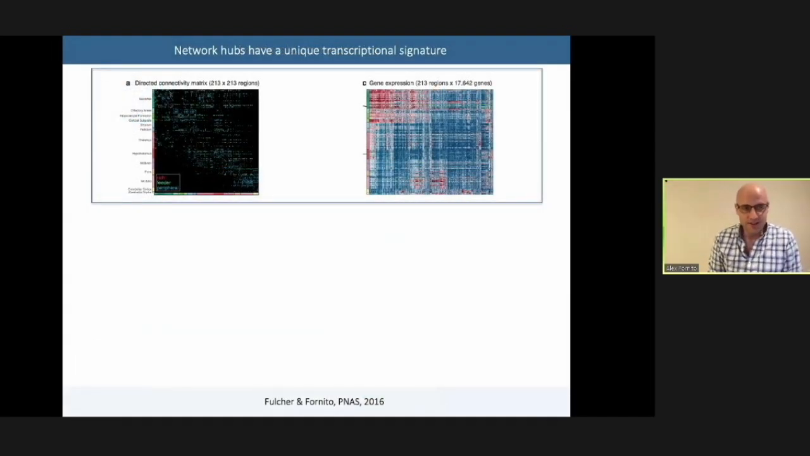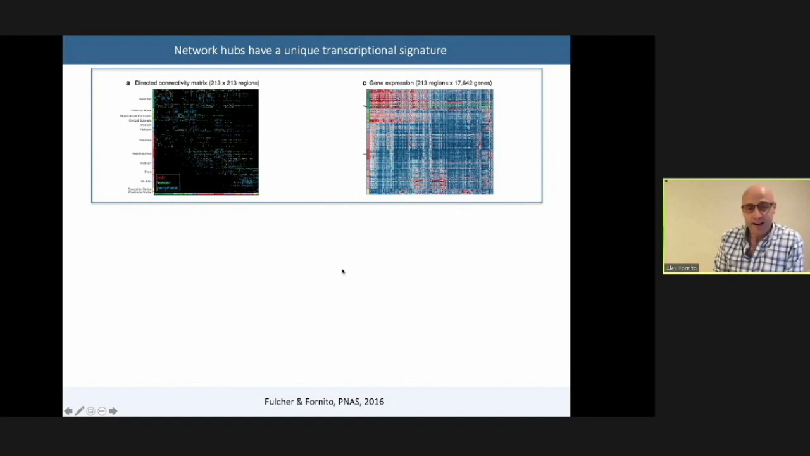So in this analysis, we used data from the Allen Brain Institute. A few years ago, they published a draft of the mouse connectome generated from a large number of tract tracing studies. And they have also made available an atlas of gene expression in the mouse brain. So for each of over 200 brain regions, we have expression measures in over 17,500 genes. That's shown on the right, the connectome on the left.